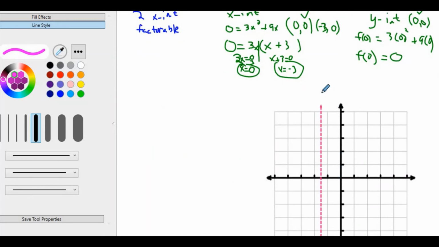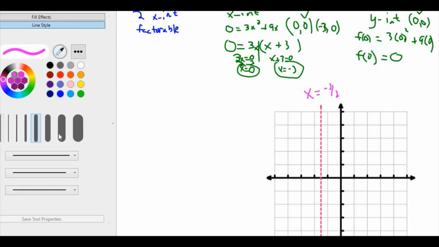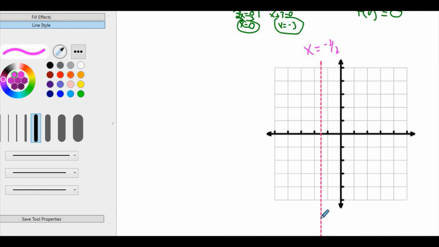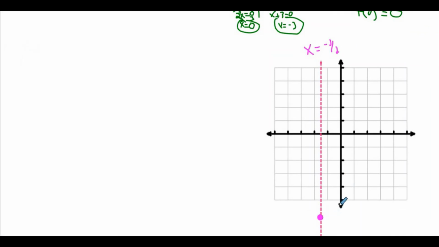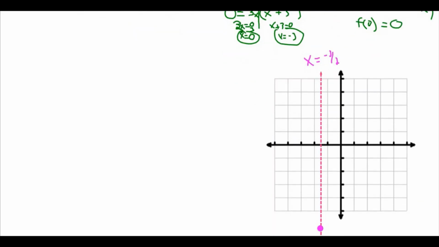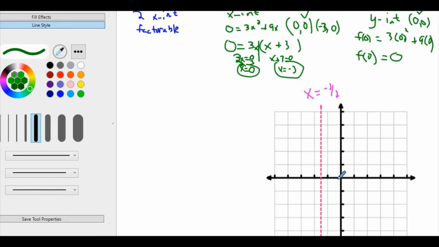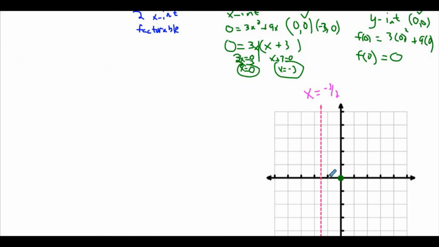So negative 3/2, that's this part right here. The axis of symmetry is x equals negative 3/2. The vertex is (-3/2, -6.75). So that's about, we'll just go right about there. It's an estimate, doesn't have to be perfect. It's off the graph anyway. And then we're going to graph the x-intercepts. The x-intercepts are at (0, 0) and (-3, 0). So we're going by ones, so (0, 0), and then 1, 2, 3. You can see that's perfectly in the middle.